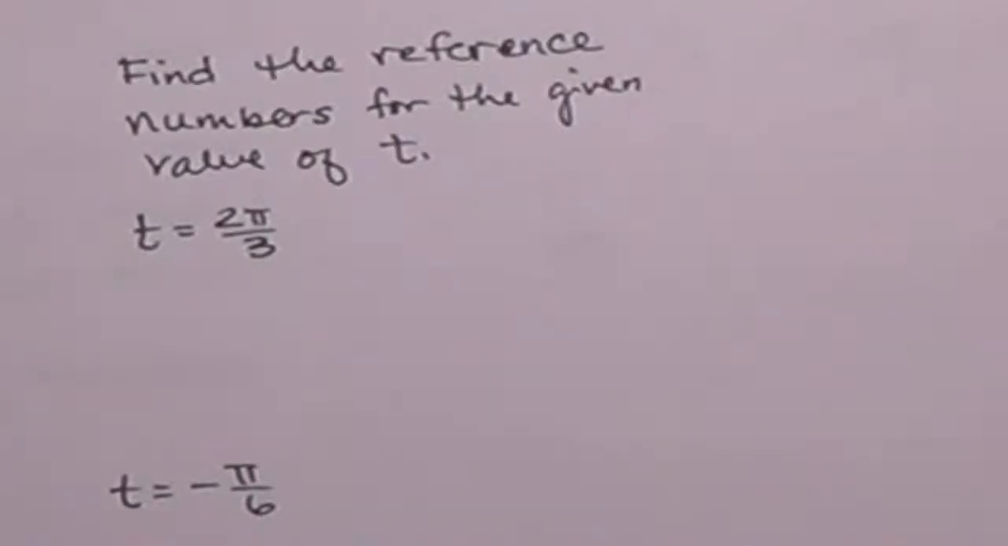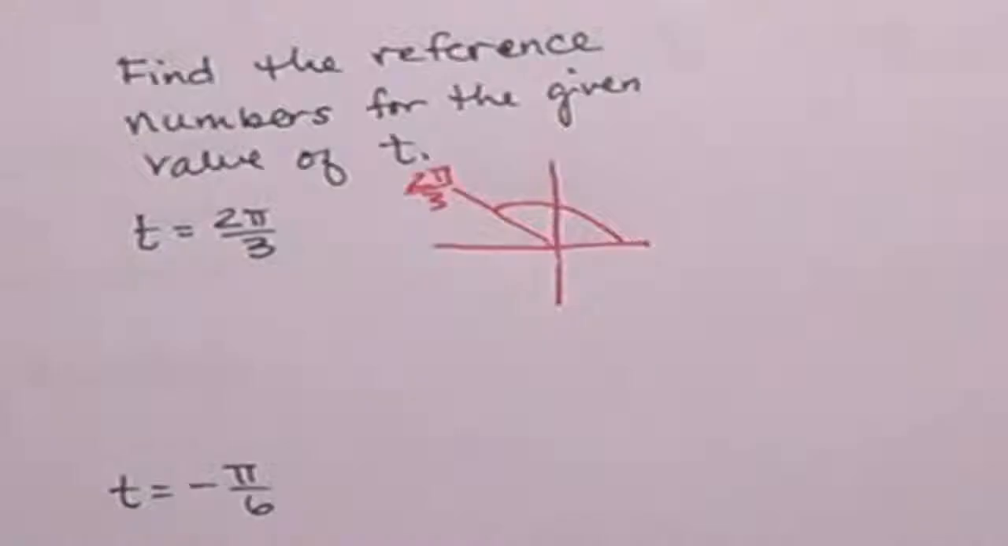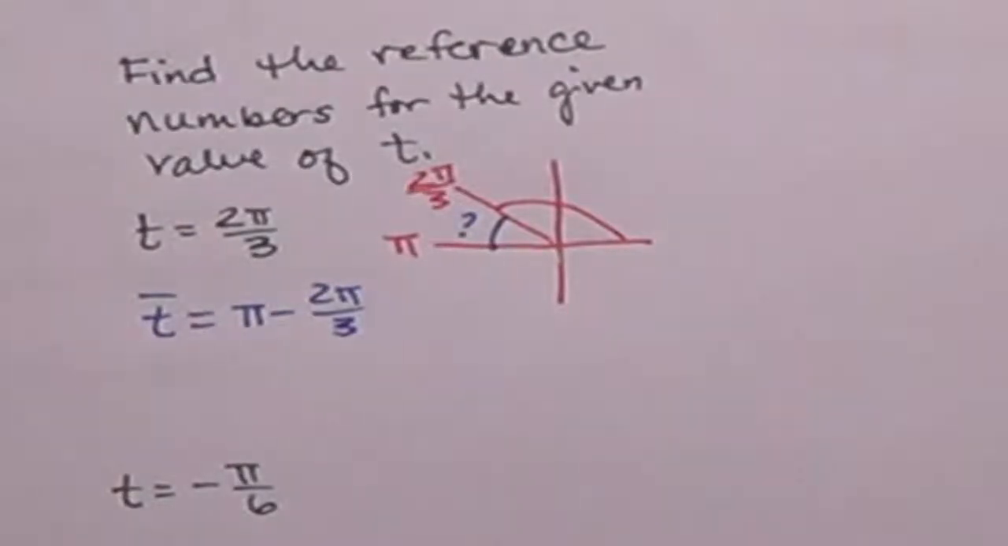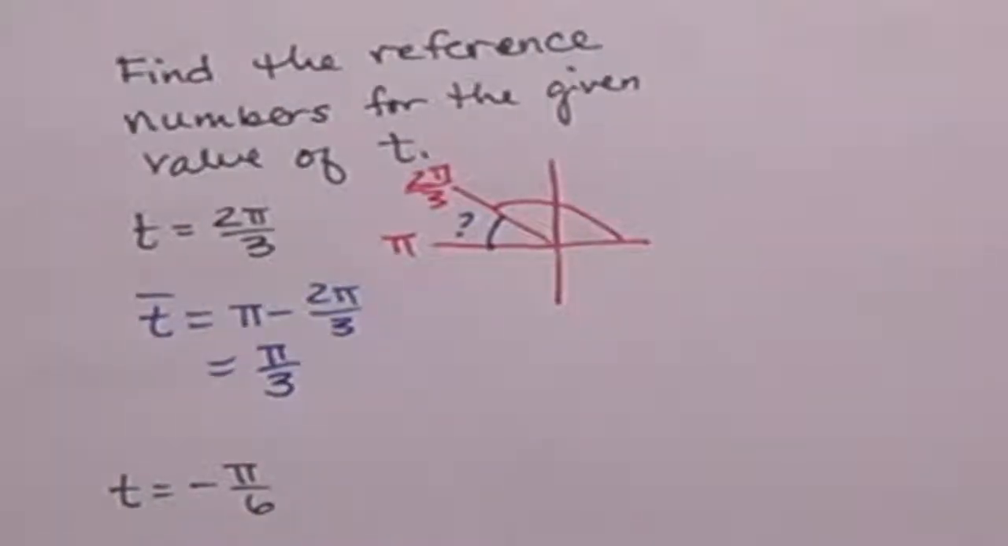So for this first one, t equals 2 pi over 3, we can see that 2 pi over 3 is in the second quadrant. To find the reference number, we're looking for the distance between that angle and the x-axis. In this case, we know that pi is the value to the left, so we're looking for the distance between pi and 2 pi over 3. We can find that by subtracting, and we see that our reference number is pi over 3.